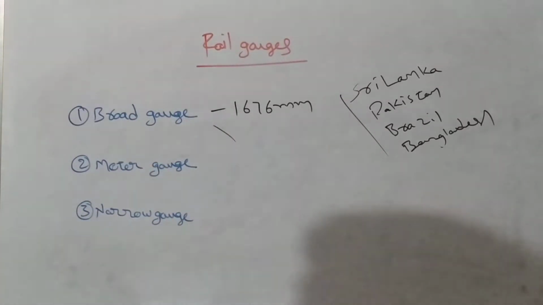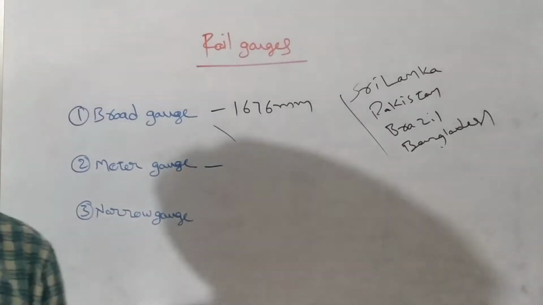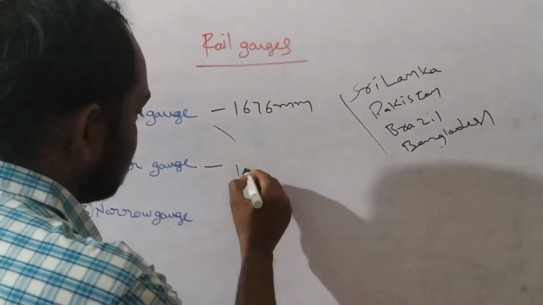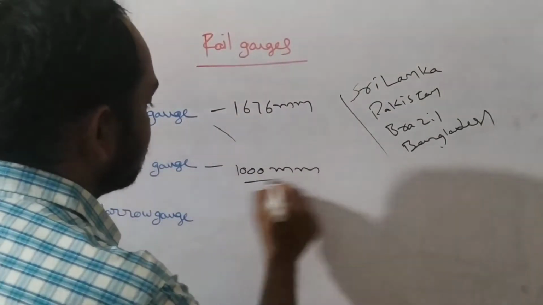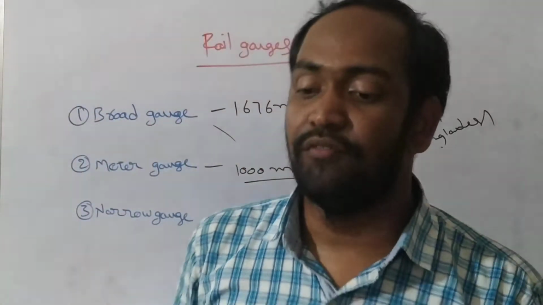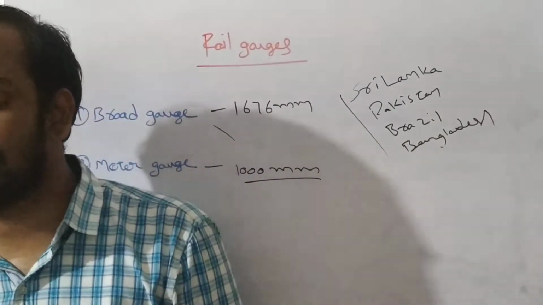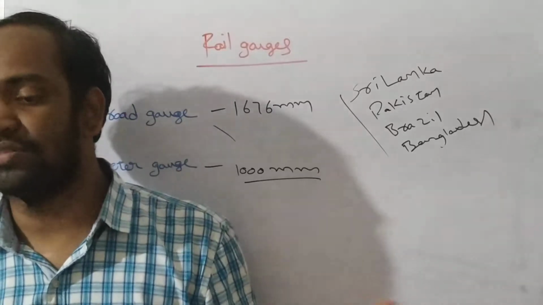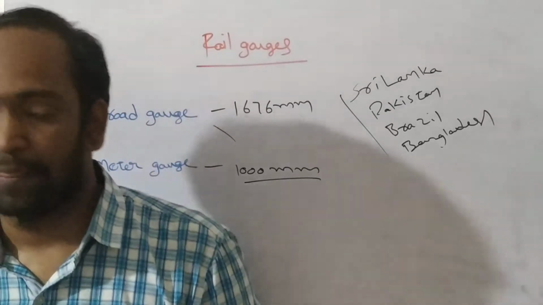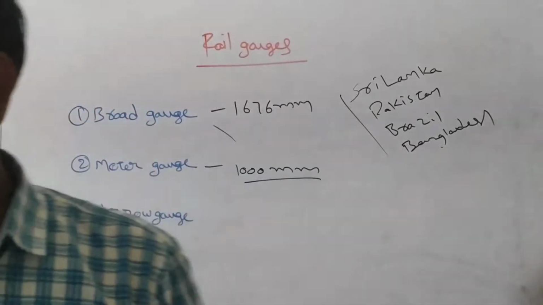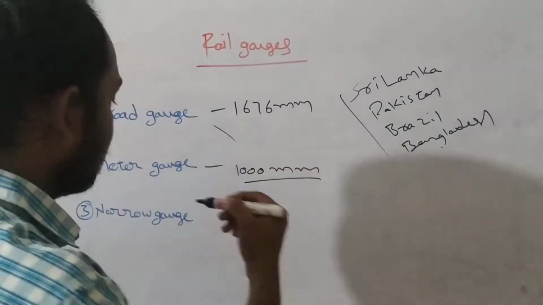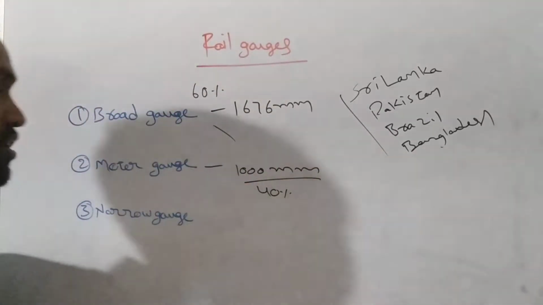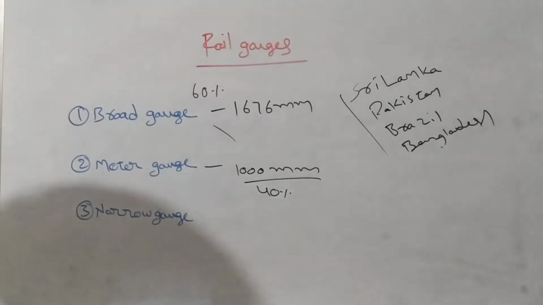Next one is meter gauge. The gauge distance, or the distance between two inner faces of rails in the case of meter gauge, is 1000 mm. That's why it is called meter gauge. When the horizontal clear distance between the inner faces of two parallel rails forming a track is 1000 mm, then that gauge is called meter gauge. Understand? In India, we are using meter gauge. 40% of Indian rails are connected with meter gauge, and 60% of Indian rails are connected with broad gauge.